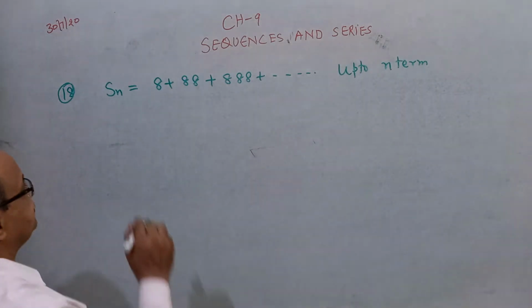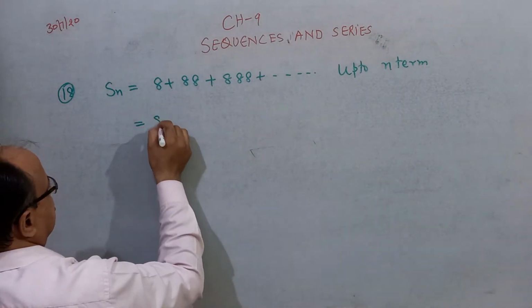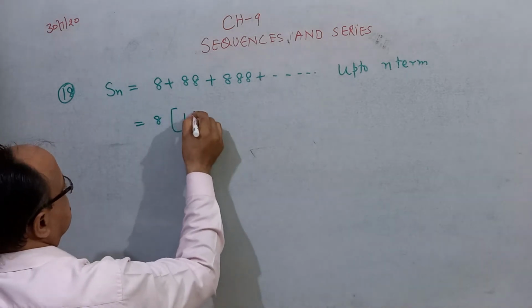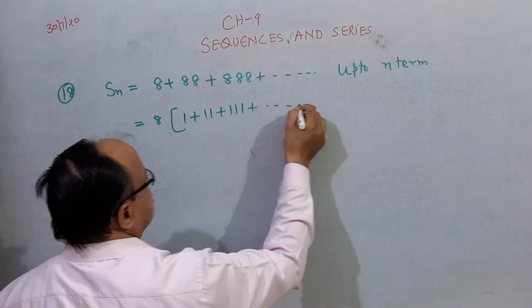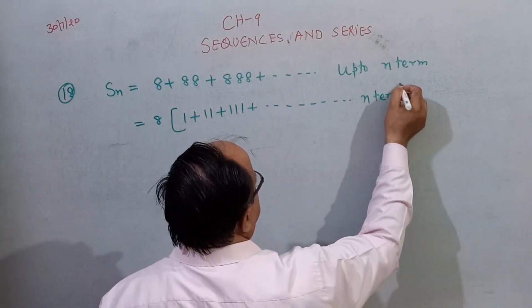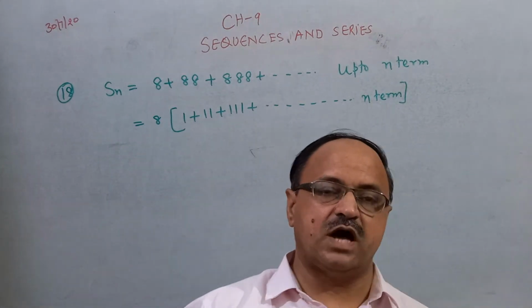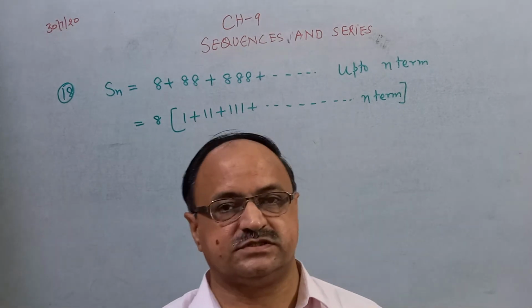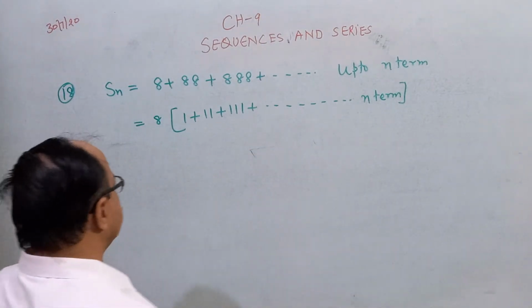Next. Now take 8 common: 8 times (1 plus 11 plus 111, and so on, up to n terms). In this type of question, always take the common factor first. Clear? Now multiply and divide by 9.